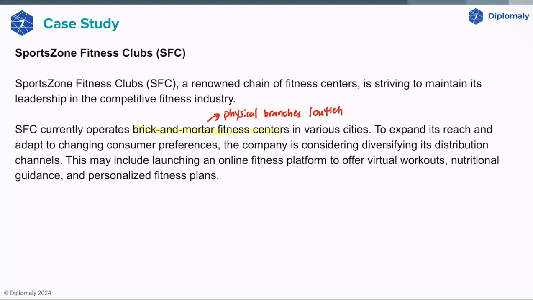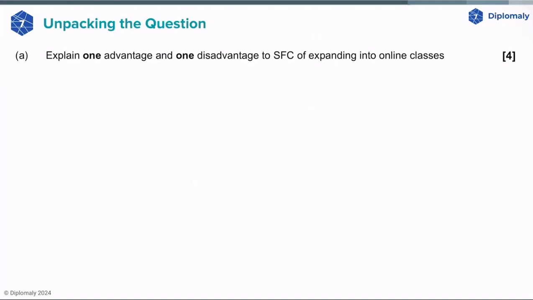This may include launching an online fitness platform to offer virtual workouts, nutritional guidance, and personalized fitness plans. So this would be their business decision, or decision to be made. Remember, when we're looking at case studies, it's always a good idea to use the NDEF framework to help you with it. If you forgot what the NDEF stands for, you might want to take a look at our exam skills video, which will tell you a little bit more about what that is. So let's take a look at the case study question.